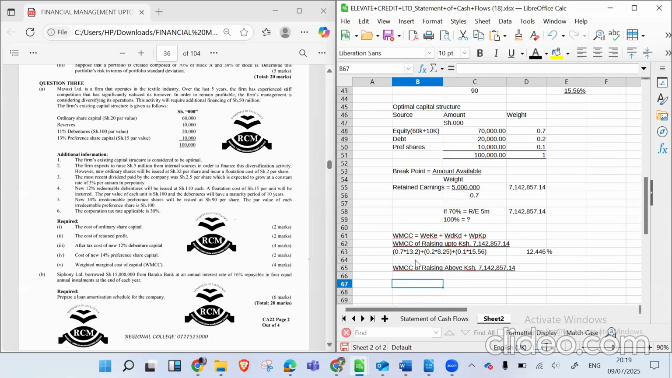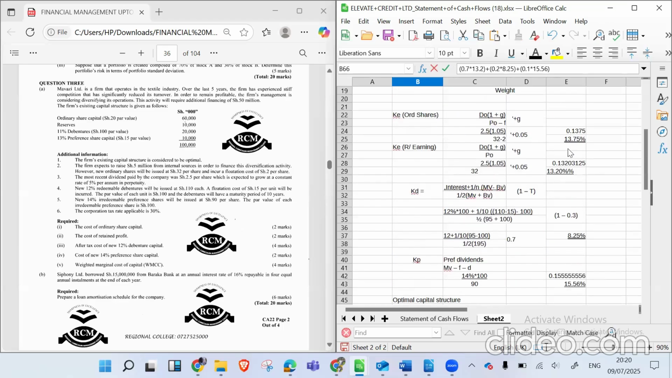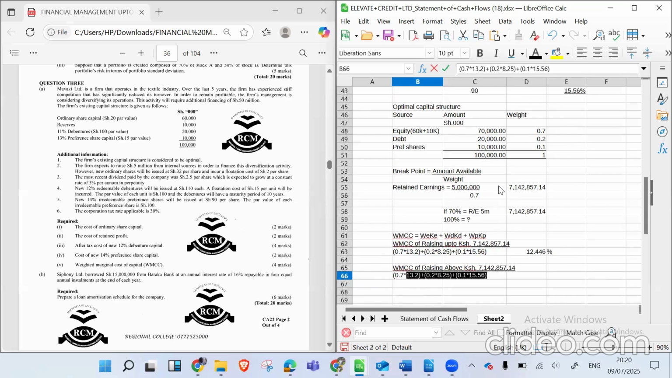In this case now, my WMCC, I have to move on. The weight of equity is 0.7. But now my KE has to change. I no longer have the retained earnings. Now I use the ordinary shares whose cost is 13.75. So 13.75. That is the only difference that is there. Breakpoint. When do I stop using the retained earnings so that I start using the ordinary shares? I stop using the retained earnings after I exceed my breakpoint.